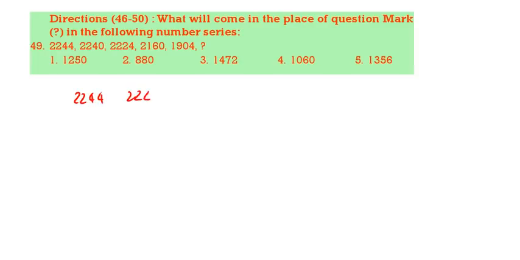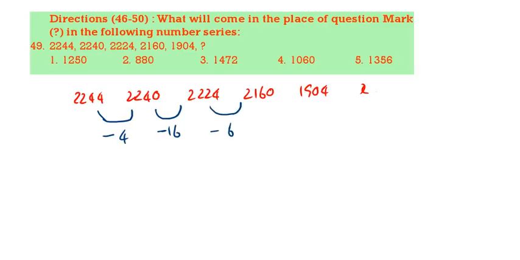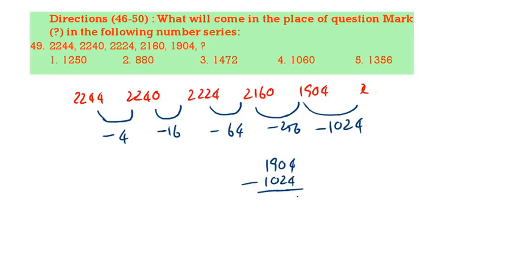2244, 2240, 2224, 2160, 1904 and question mark. So this is minus 4. This is minus 16. This is minus 64. This is minus 256. So each time into 4, into 4, into 4. Now 256 into 4, 1024. So 1904 minus 1024. That is 880. 880 is the correct answer.